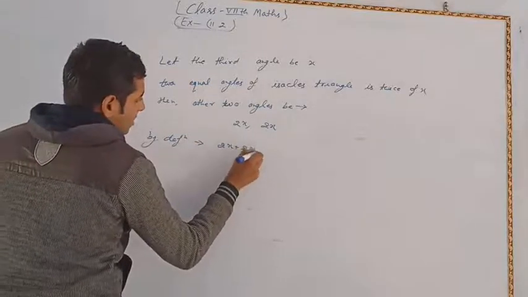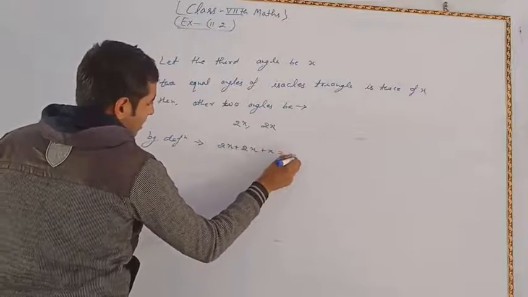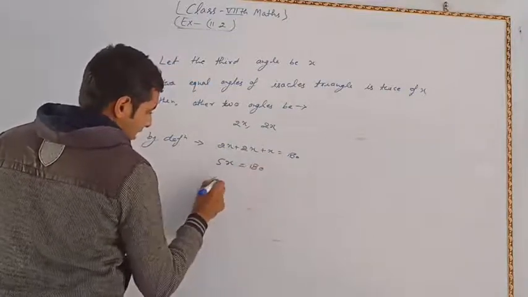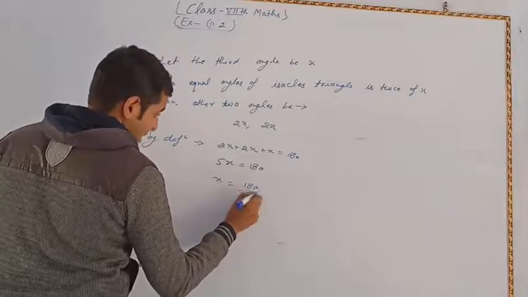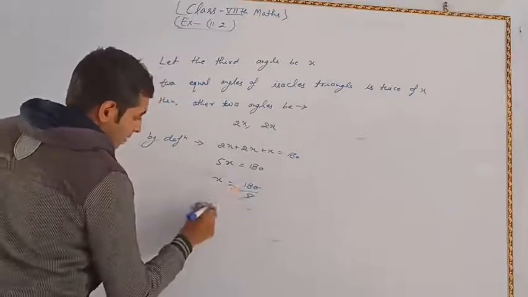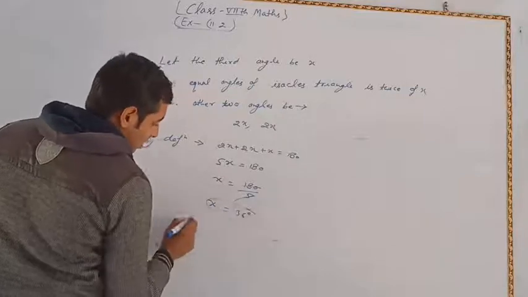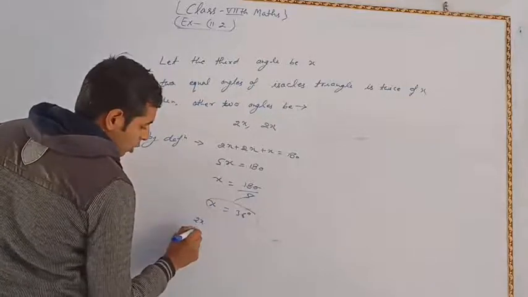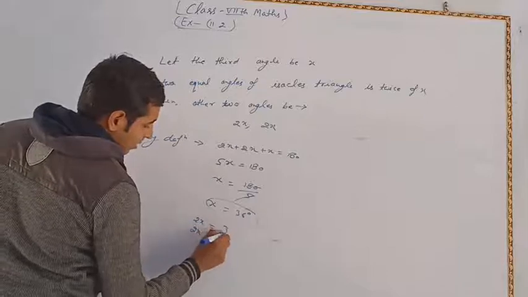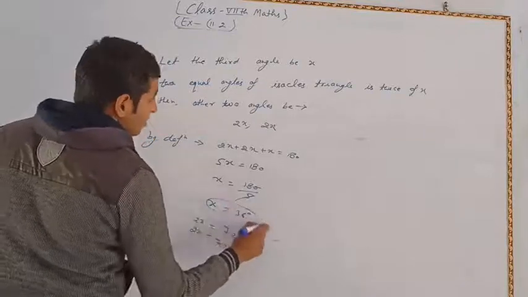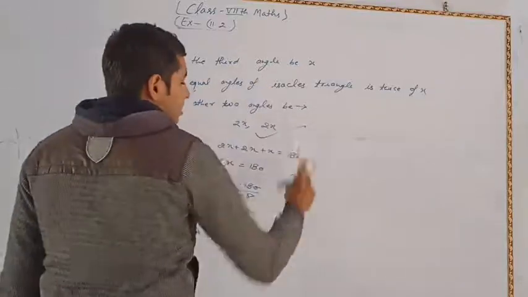So by definition, 2x plus 2x plus x is equal to 180. Then 5x is equal to 180. Then x is equal to 180 upon 5. Then from here we find x is equal to 36 degrees. Then the other two angles are 2x and 2x, which is equal to 72 degrees, by putting the value of x in these two angles. Okay.